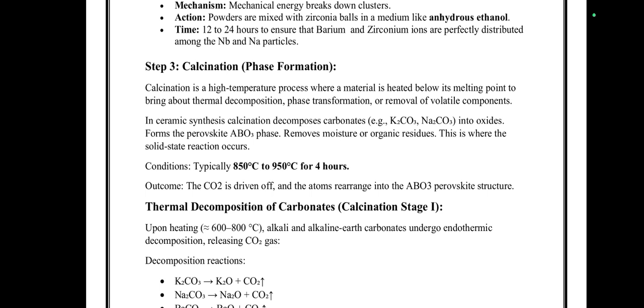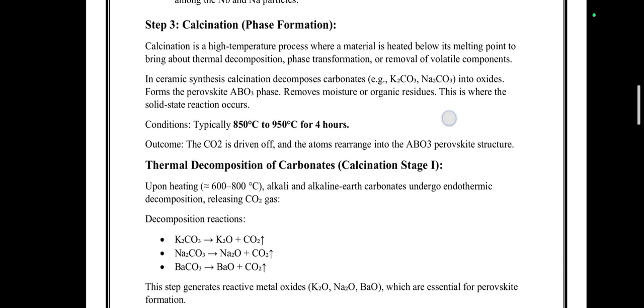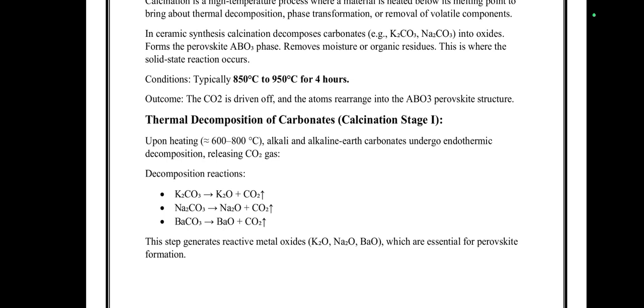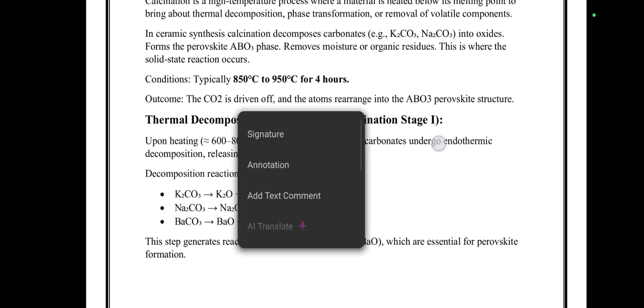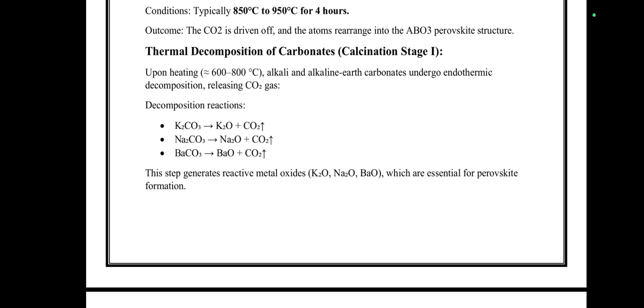If we talk about the conditions, typically 850 degrees Celsius to 950 degrees Celsius for 4 hours, and the outcome of calcination is CO2 is driven off and the atoms rearrange into the ABO3 perovskite structure. First stage of calcination is thermal decomposition of carbonates. Upon heating at 600 to 800 degrees Celsius, alkali and alkaline earth carbonates undergo endothermic decomposition, releasing CO2 gas. Decomposition reactions are as shown here.